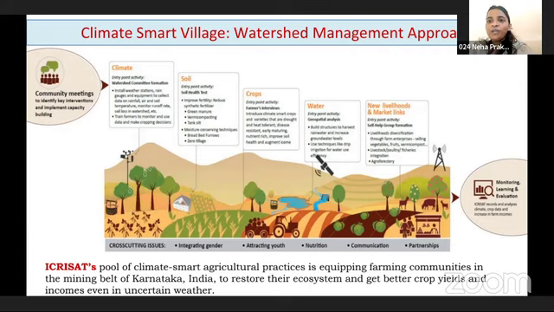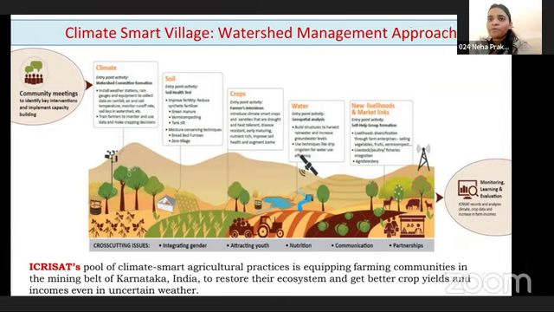equipping the farming community in a mining belt of the Karnataka in India to restore their ecosystem and get better crop yield and income even in a certain weather. So this type of the technology such as a climate smart village, we have to focus on that so that our farmer will get the maximum productivity and the income from the different sources.